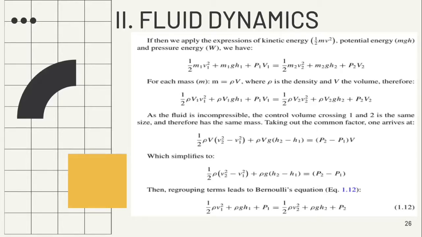As the fluid is incompressible, the control volume crossing 1 and 2 is the same size and therefore has the same mass. Taking out the common factor V, one arrives at 1/2 ρV (v2 squared minus v1 squared) plus ρVg (h2 minus h1) equals (p2 minus p1)V, which simplifies to 1/2 ρ (v2 squared minus v1 squared) plus ρg (h2 minus h1) equals (p2 minus p1). Then regrouping terms leads to Bernoulli's equation shown below.